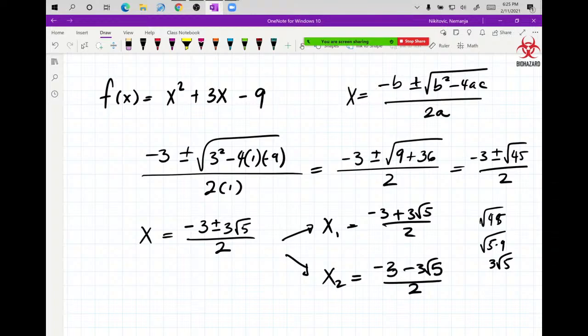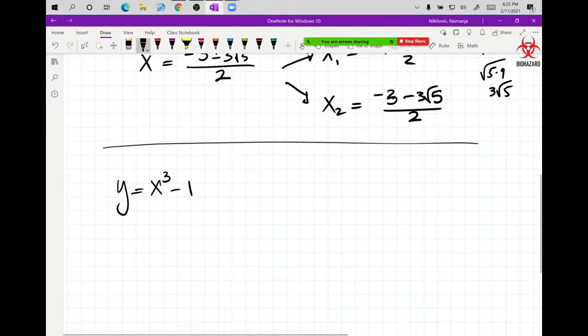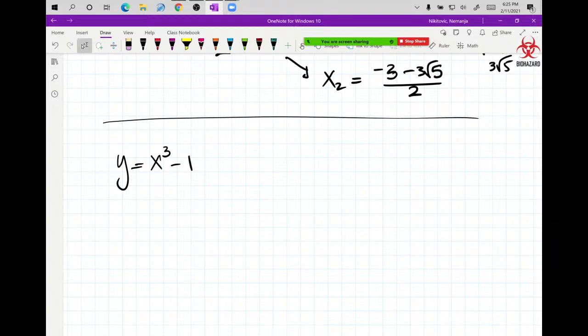Now, the next polynomial with the order up would be the x cubed problem. One of the standard problems in that category would be y equals x cubed minus 1.